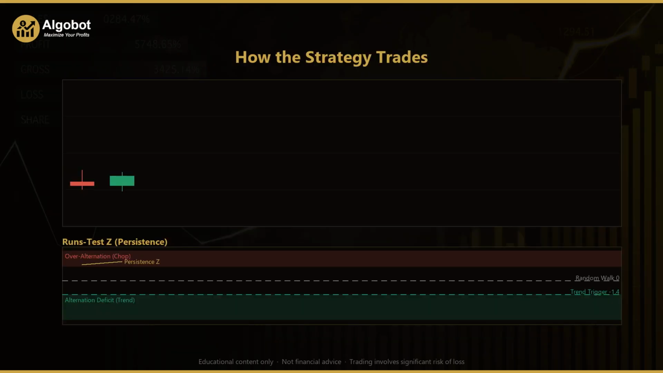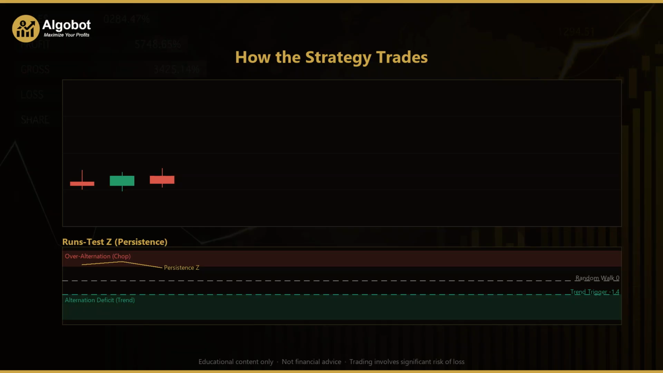Now let's bring the whole idea to life on a chart. Across the top you can see the price candles, and in the panel below is the strategy's real engine, the standardized run score, which I'll call the persistence score. Watch how it moves against the trend trigger line at negative 1.4, the dashed level that marks a statistically significant alternation deficit. Look at the opening candles on the left.